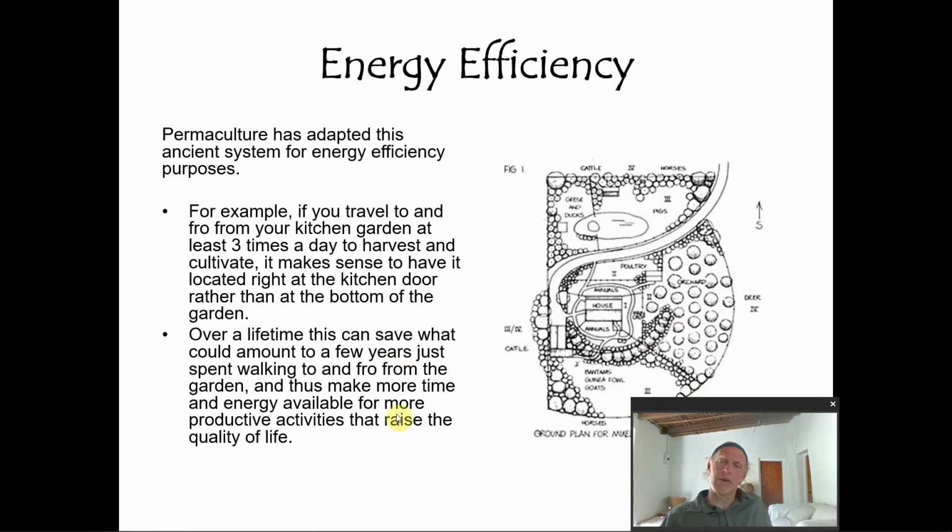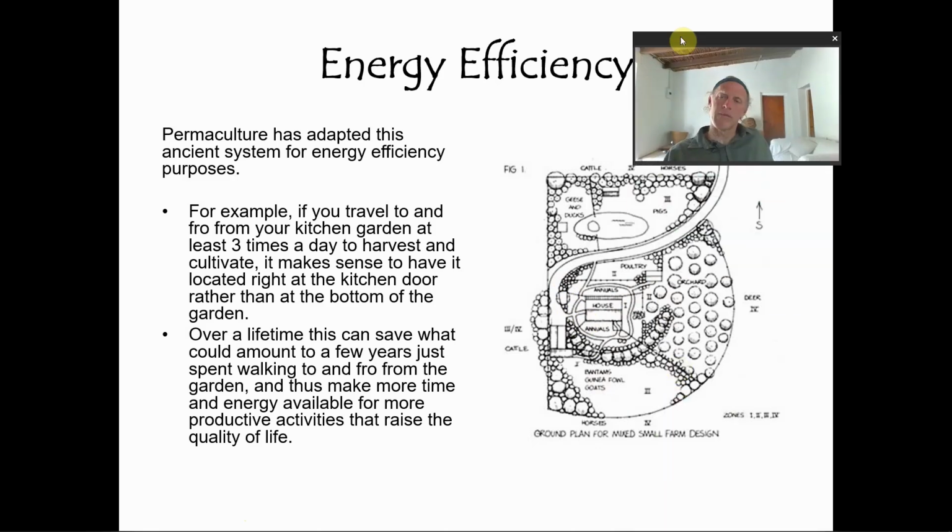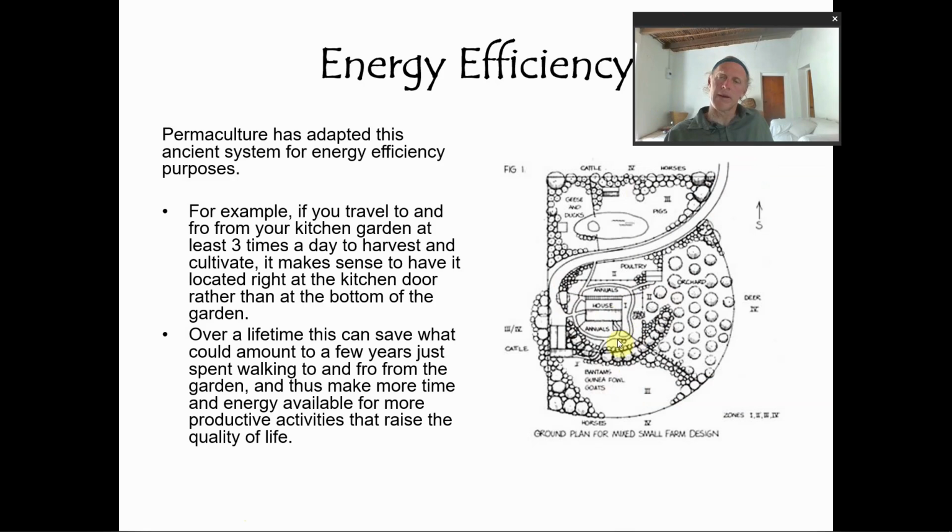And so permaculture has adopted this ancient system for energy efficiency purposes. And you can think about it like this. Here's a permaculture design taken from Bill Mollison's Intro to Permaculture. And you see the house, zone 0, and then clustered around the house are the vegetable gardens, because they serve the house directly and they need a lot of attention, and they don't take too much space. There's a very compact, very diverse zone 1 right there by the house. And that's because you're visiting the vegetable garden at least 3 times a day to harvest and cultivate. And so it makes sense to have it right at the kitchen door rather than at the bottom of the garden.